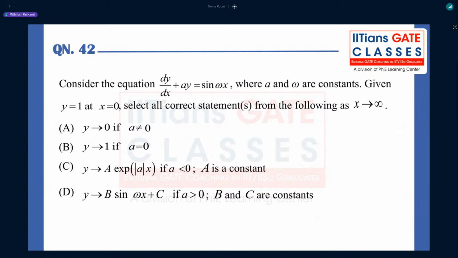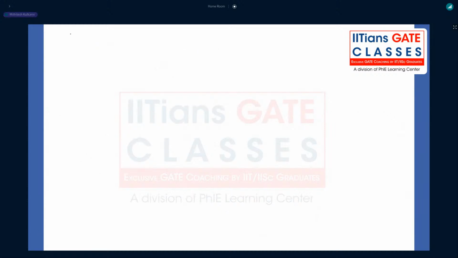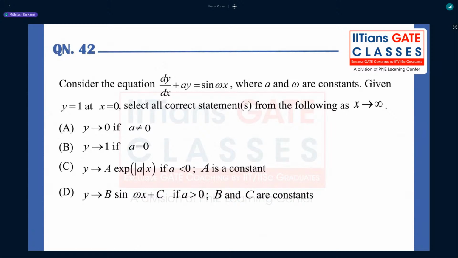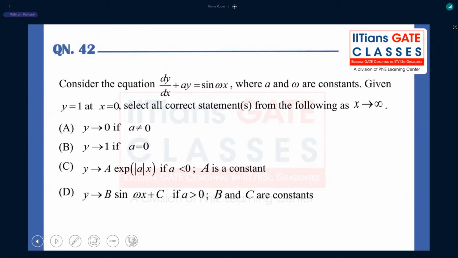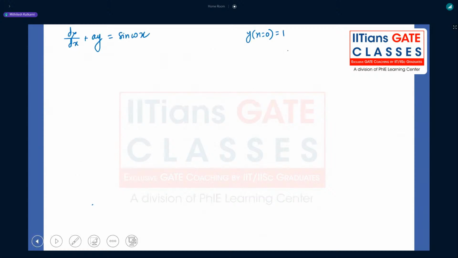We have dy by dx plus ay is equal to sine of omega x, where a and omega are constants. They have given that at x equal to 0, y is equal to 1. Y at x equal to 0 is 1. This is the given data, and we have to select out of the given statements which are all correct. When x tends to infinity, what will happen?